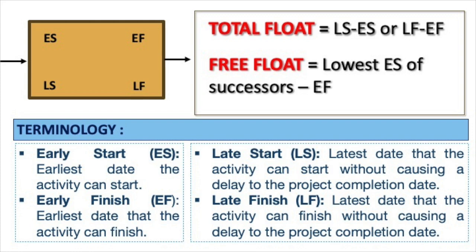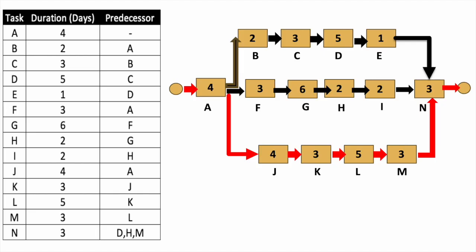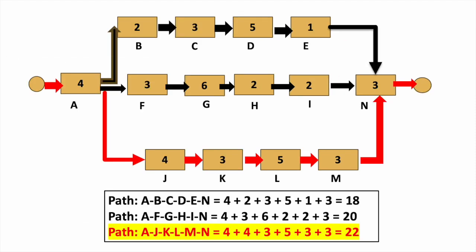Here's how we calculate it. Total float is calculated as total float equals late start minus early start, or late finish minus early finish. Free float is calculated as free float equals lowest early start of successors minus early finish. This helps distinguish between critical tasks that must stay on schedule and non-critical tasks that can be delayed.